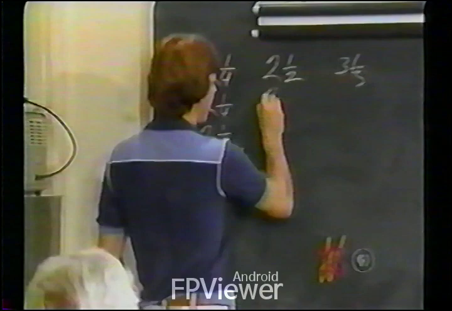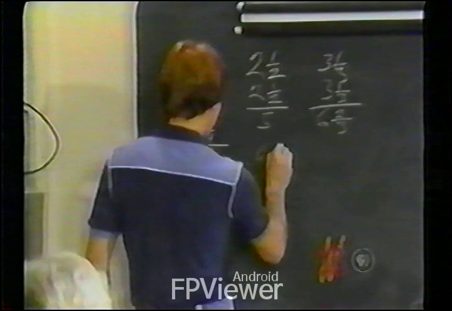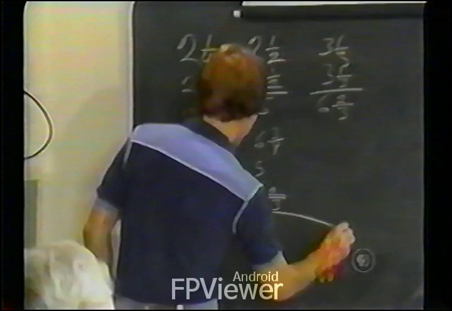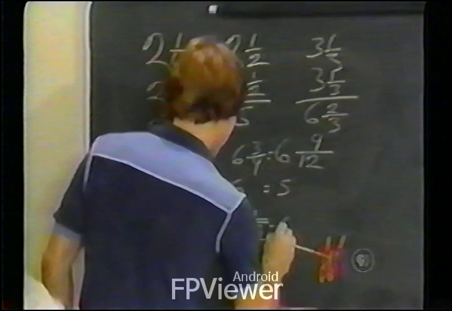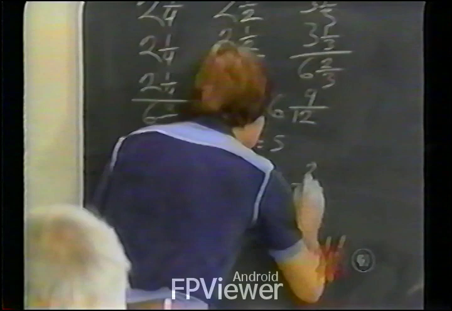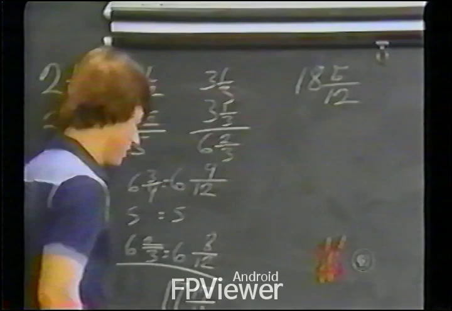And 3 1/3 miles twice would be 6 2/3. So 6 3/4, 5, and 6 2/3. Now we've got to find a common denominator. That would be 12. I've got 17 and 17/12. Is that right? That's what I got. Now 17/12 is 1 5/12. So that would be 18 5/12. That's the shortest distance you can run in a week.